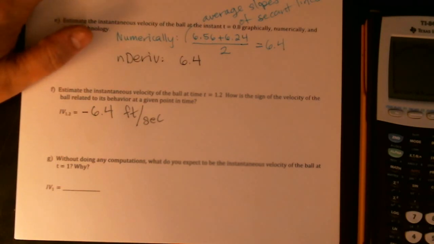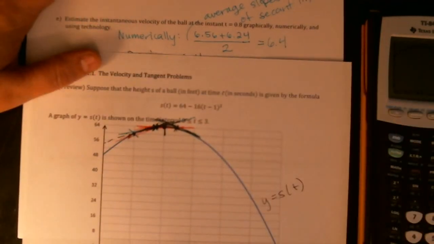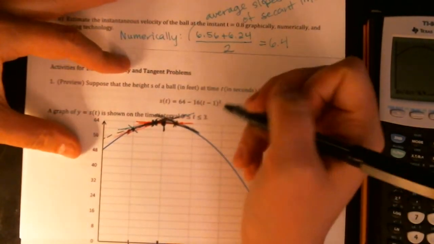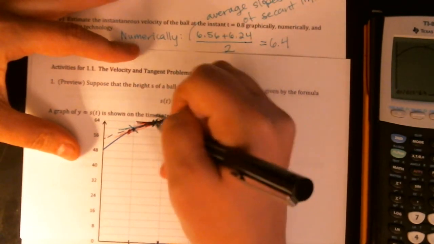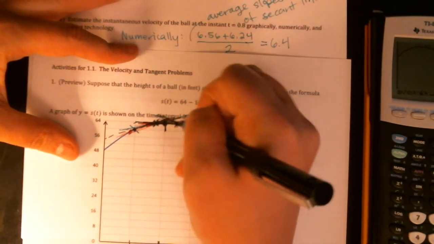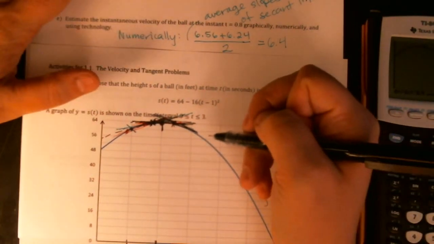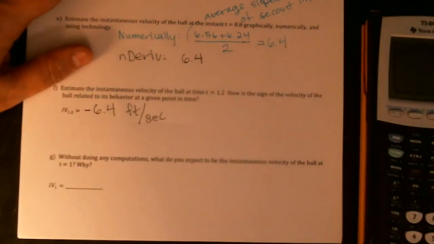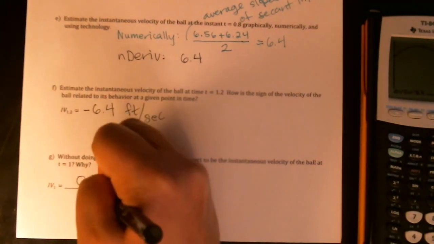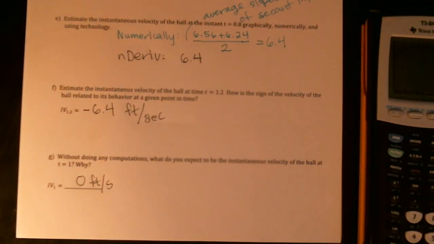Okay, last one here. Without using our calculator or doing any calculations, what do we expect the instantaneous velocity to be when t equals 1? That's right at the vertex. If we were to draw in that tangent line, remember the slope of the tangent line is the instantaneous velocity. That looks like a horizontal line, so it looks like my instantaneous velocity is 0 feet per second. That should make sense because the ball is headed up, up, up, and then it hits the top, and it has to come to a stop for at least an instant before it heads back down. So that's what we've just found.